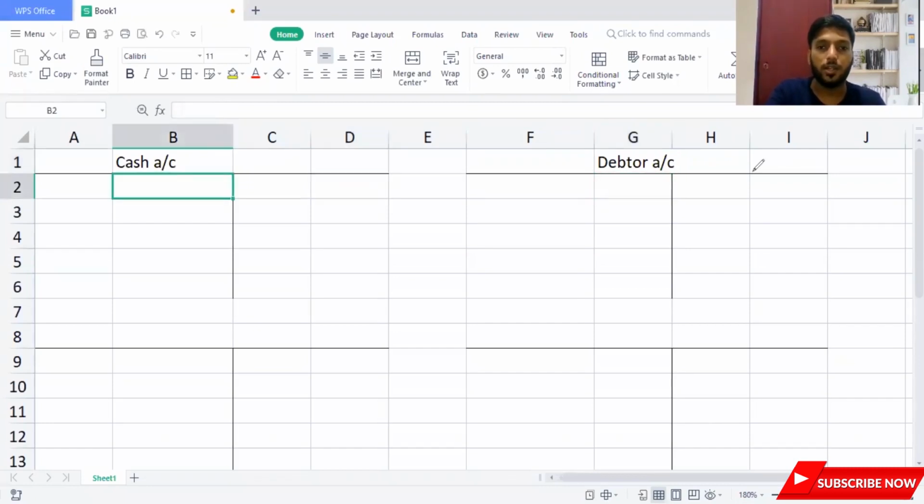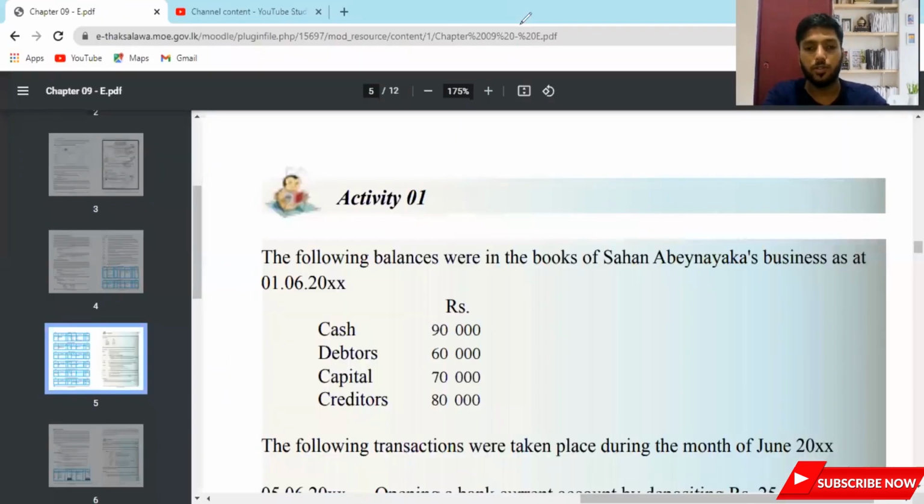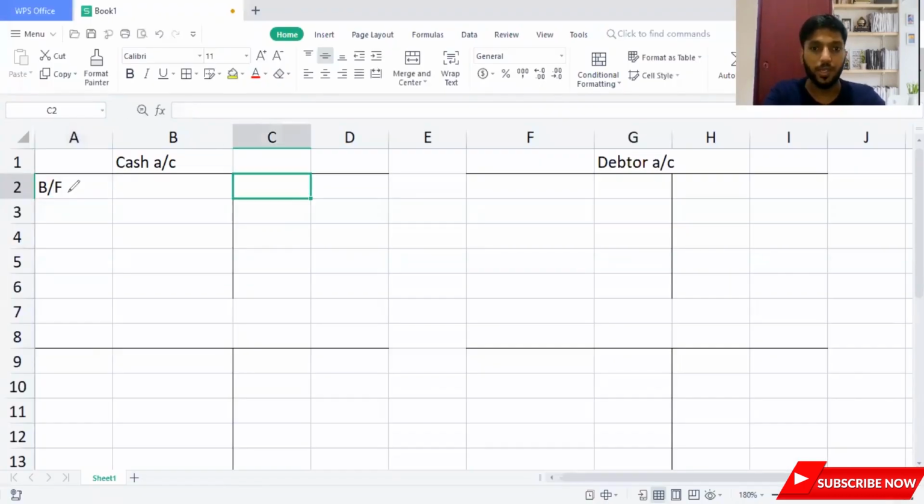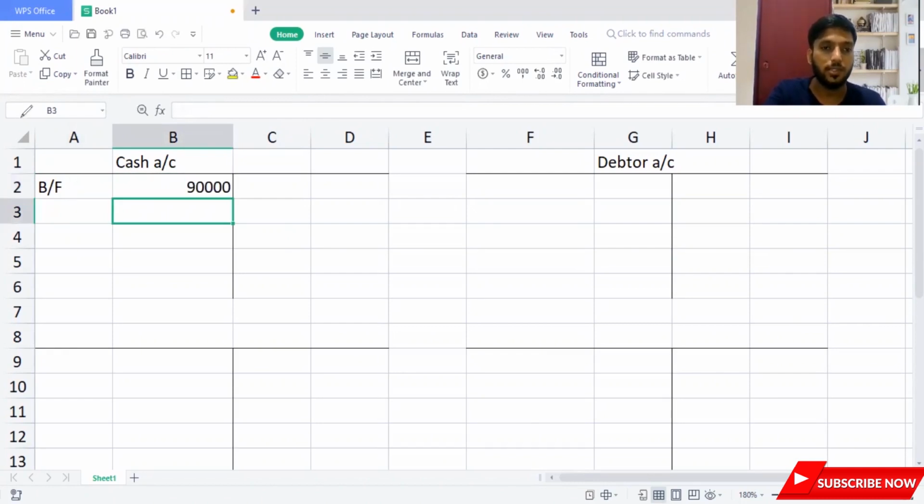So now I'm going to record cash account is a debit account. You all know it's an asset. So asset account means you should be recording cash account 90,000 on the debit side. I'll write here brought forward BF or brought down BD, both are correct. So 90,000. I need to have some space to write the dates.